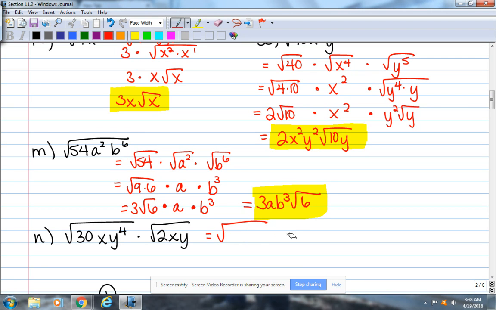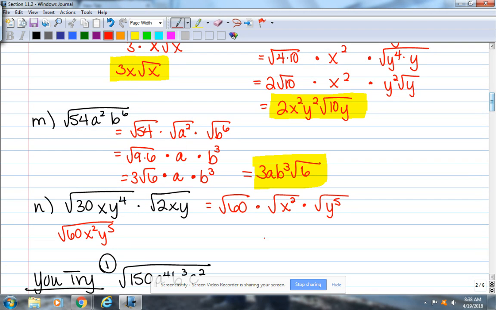And if you want to, save yourself a step and go ahead and give them separate radicals. So radical 60 times radical, what do I get when I multiply my x's? X squared times what do I get when I multiply my y's? Y to the 5th. So I skipped this step right here where you put them all under one radical, and I went ahead and separated them when I multiplied. Is that okay with everybody? Because I'm out of space over here. I don't know why I didn't give myself enough room.